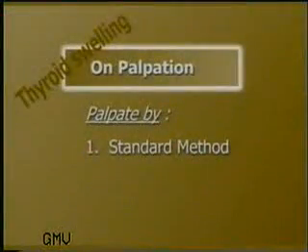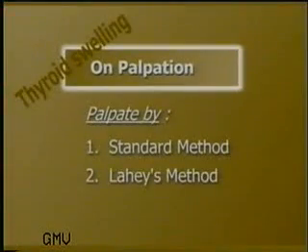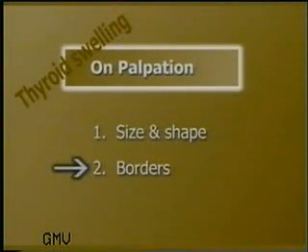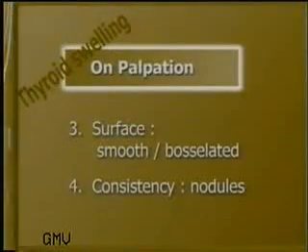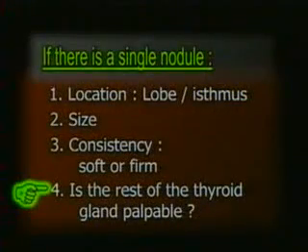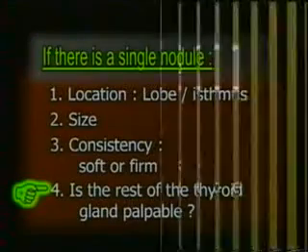To revise, we palpate by the standard method, Lahaye's method and Kocher's method. Note on palpation the exact size and shape of the swelling and identify its borders. In particular, palpate the tracheal rings in the suprasternal notch to identify a retrosternal extension if any. Then note the surface and the consistency of the swelling and palpate carefully by Lahaye's method and Kocher's method for small nodules within the gland. In case of a single nodule, note whether the rest of the gland is palpable.